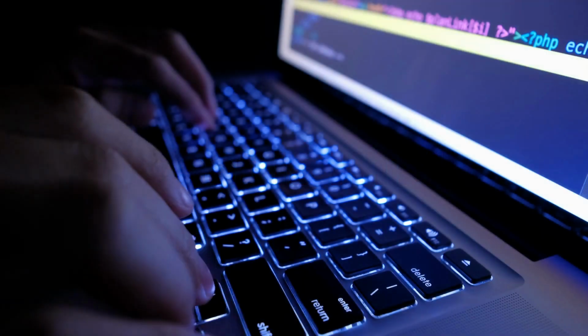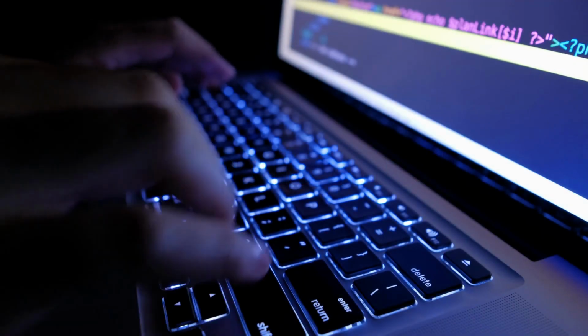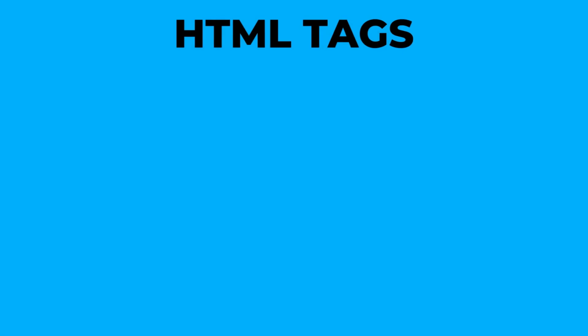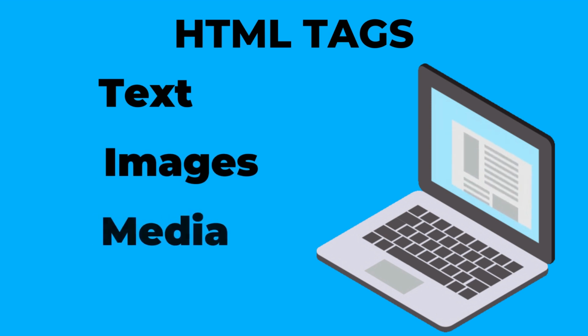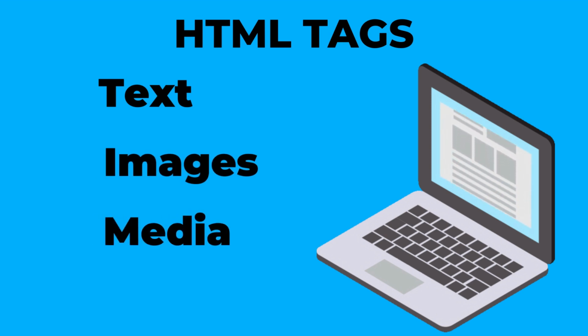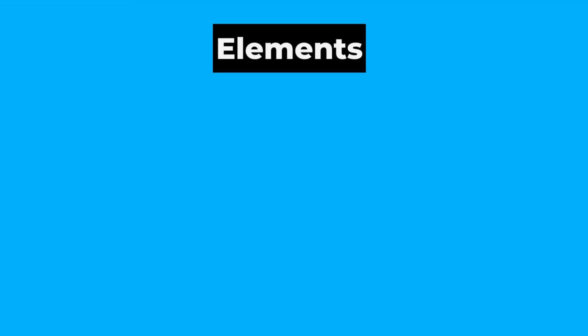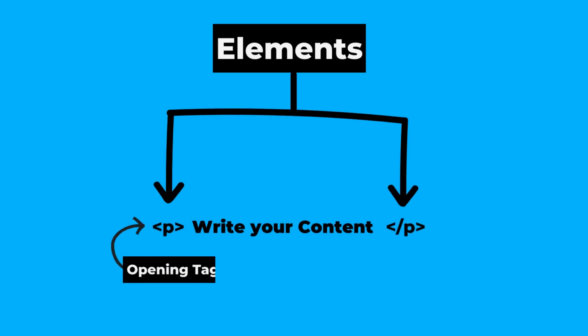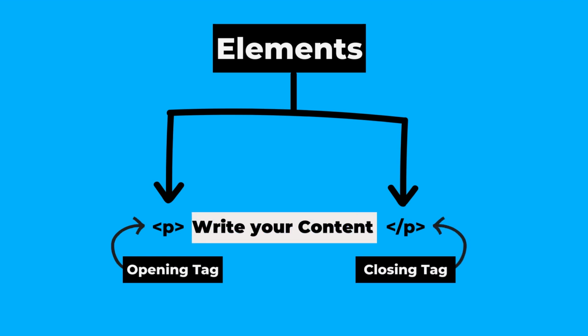HTML is a markup language used to structure and organize content on the web. It uses a series of tags to format and style text, images, and other media on a web page. HTML consists of a series of elements which are represented by tags. Each element has an opening tag and a closing tag with the content of the element placed in between.